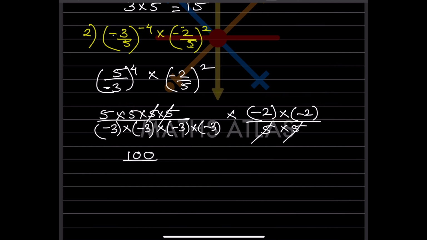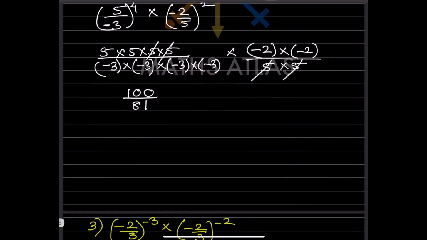Now let us see the denominator. 3 3s are 9, 9 3s are 27, and this will be 81. And these are 4 negatives, which is an even number, so that is going to be positive 1. So this is going to be 81. So this is the answer.